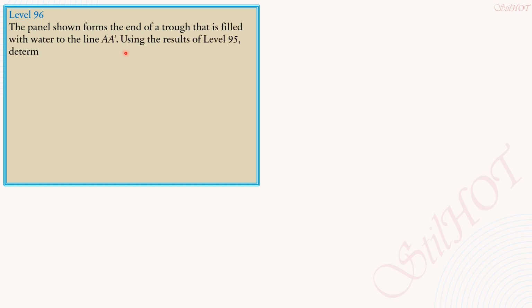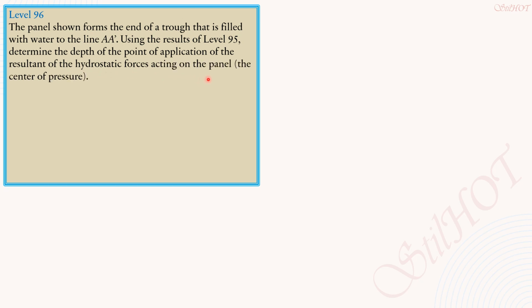Level 96. The panel shown forms the end of a trough that is filled with water to the line AA prime. Using the results of level 95, determine the depth of the point of application of the resultant of the hydrostatic forces acting on the panel, which is the center of pressure. So here is the given figure. Take note, this is the water line section. This is the water level, which is exposed to the atmosphere, so zero pressure.